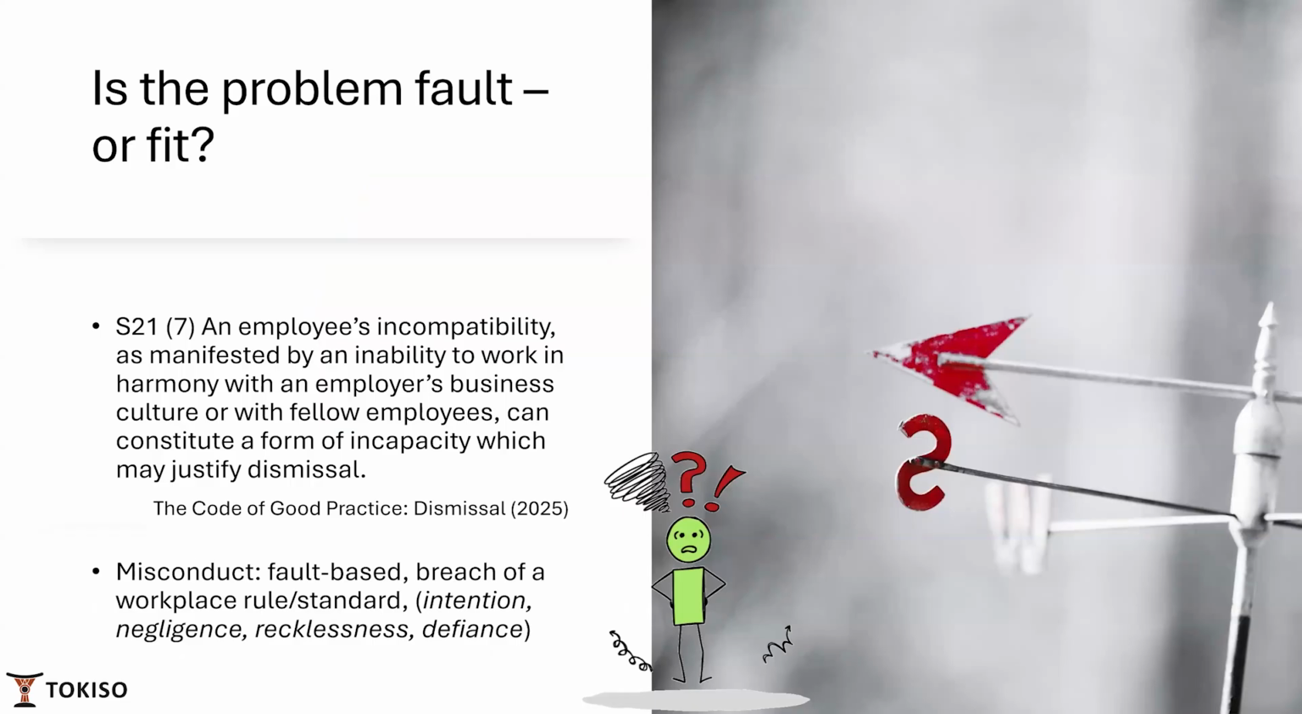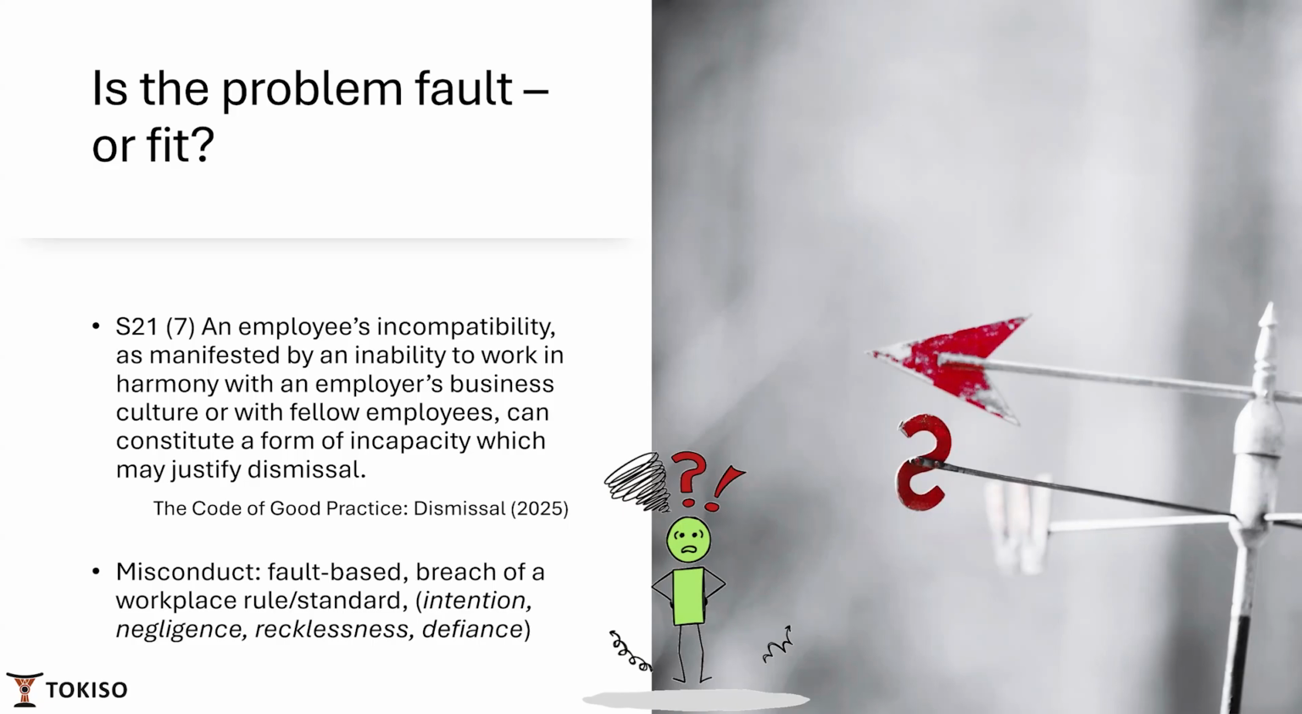Is the problem fault or fit? This is essentially the strategic question you need to be asking. Is it a failure of conduct, or is this a failure of compatibility? If it is fault, we're required to apply misconduct principles. However, if it is fit, we apply the incapacity principles. The mistakes that I see in practice are sometimes just a failure to identify whether it's fault or fit. So is there a fault, or is it about capacity? And the Code of Good Practice has placed incompatibility squarely under incapacity.